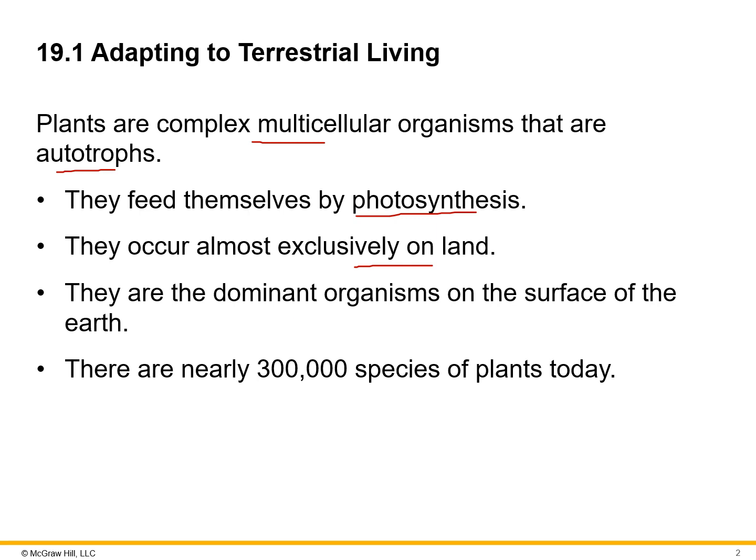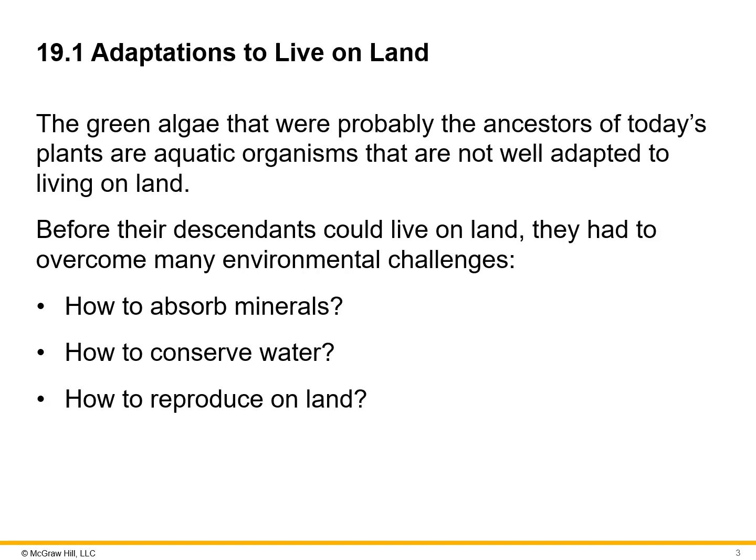And they are kind of the dominant organisms on the surface of the earth, with over 300,000 different species of plants today. So just their ability to live on land. Green algae are thought to be the ancestors of those plants that, of course, were aquatic. Those are not very adapted to living on land. So what were some of the things they had to overcome? They needed to be able to absorb minerals on land rather than water, conserve water for times when water wasn't available, and also, of course, reproduce using land rather than water.